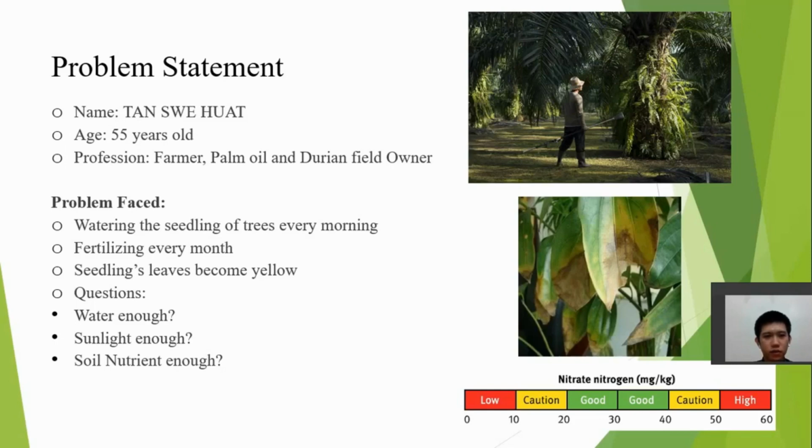First of all, I will talk about the problem statement of our project. Mr. Tan Sui Huat is the owner of the durian and palm oil field, and he faced the problem that the seedling leaf of his durian tree has become yellow, even though he has been watering the seedling tree every morning and providing fertilizer every month.